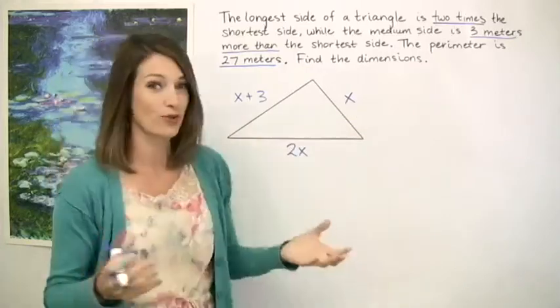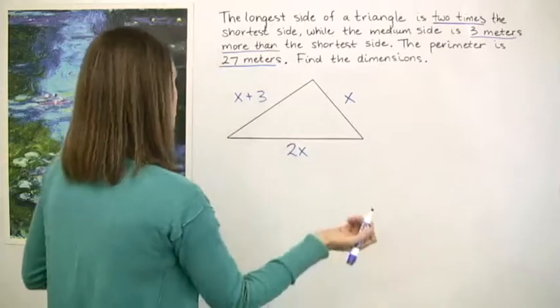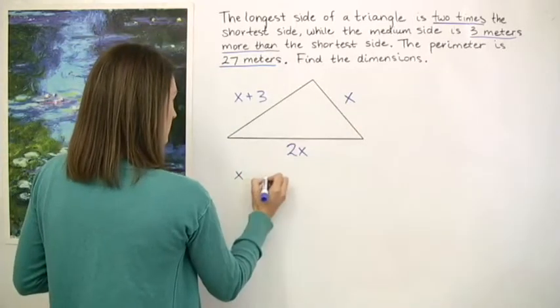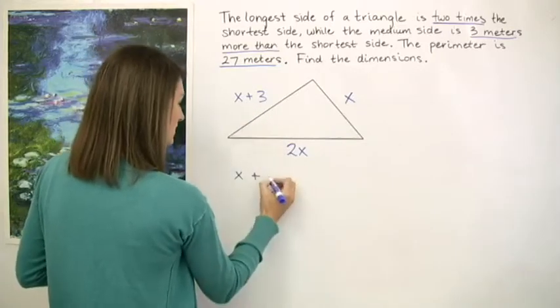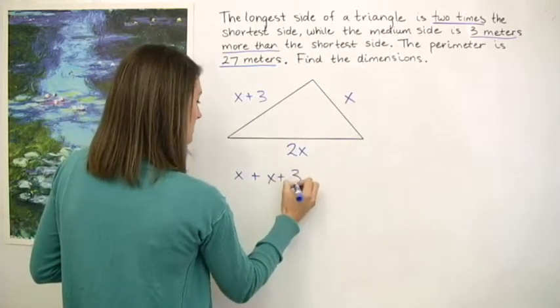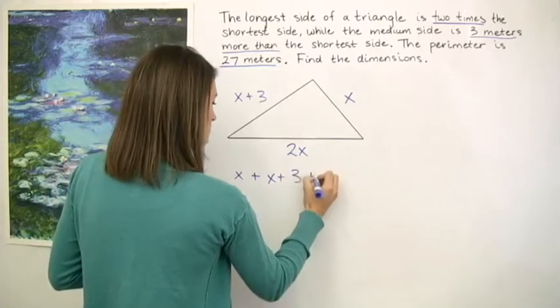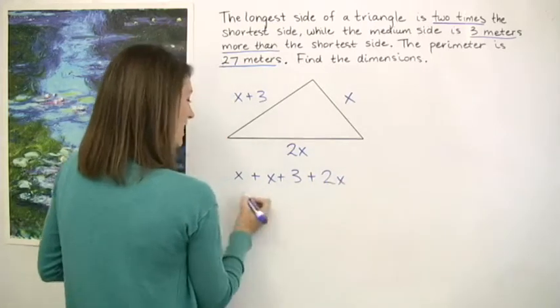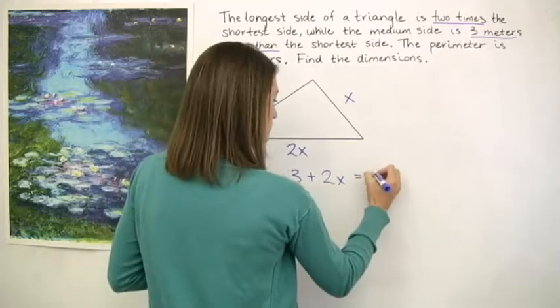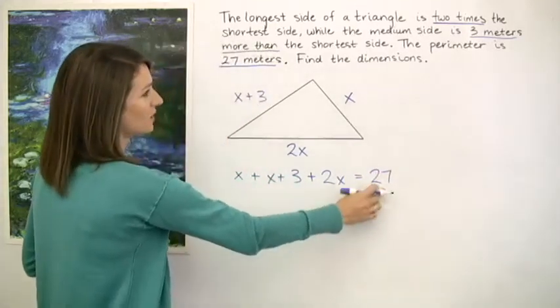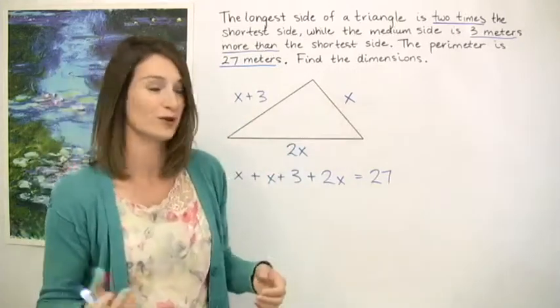So now let's go through and actually write out our equation. So our equation is going to be our shortest side plus our medium side. So we have x plus 3 plus our longest side, which is 2x. And all of this is equal to 27 to represent 27 meters for our total perimeter.